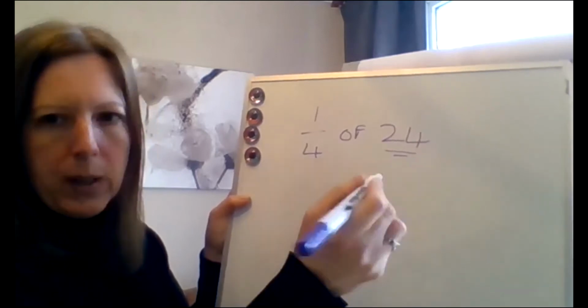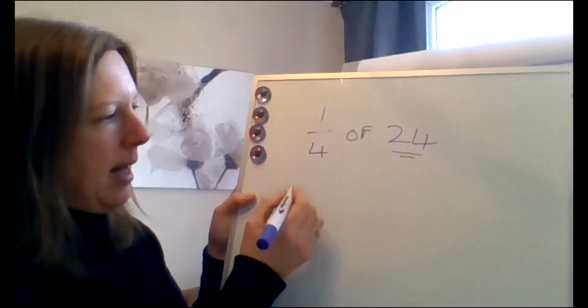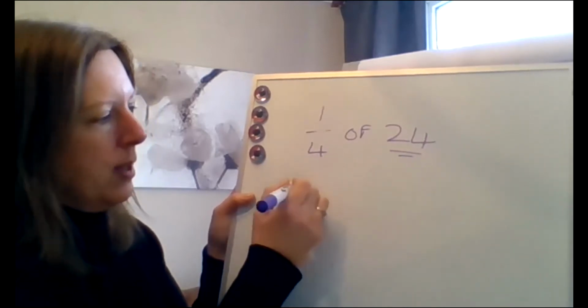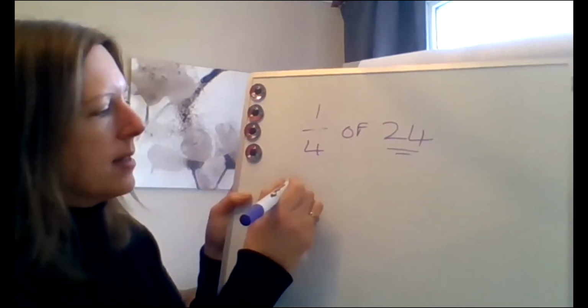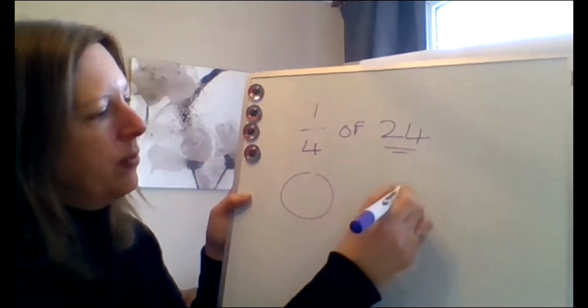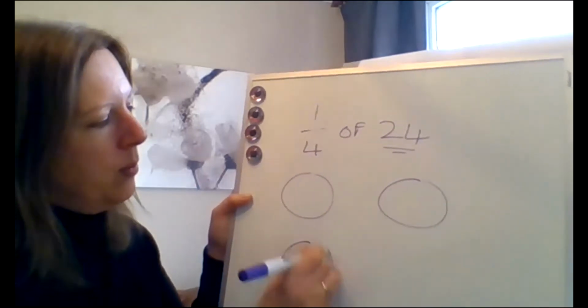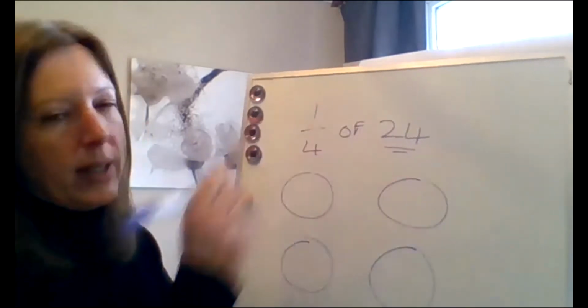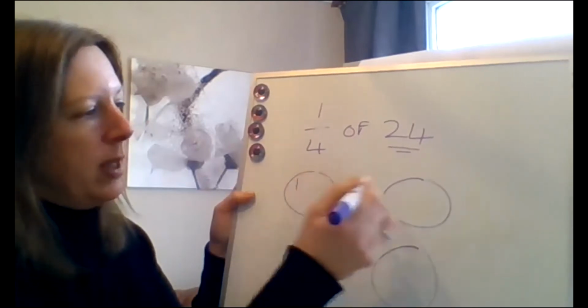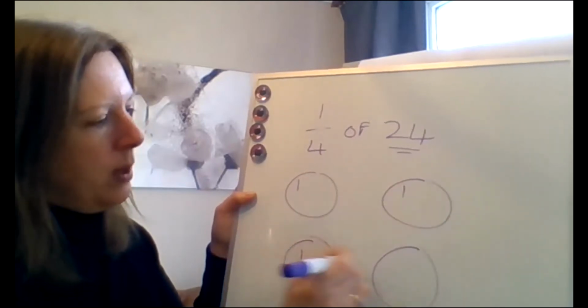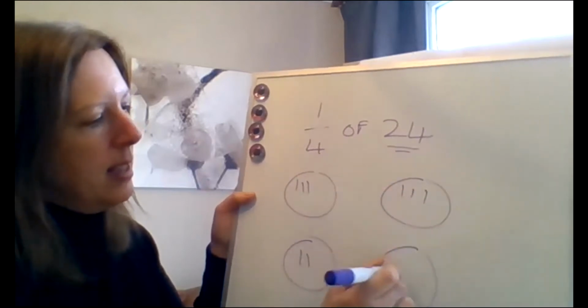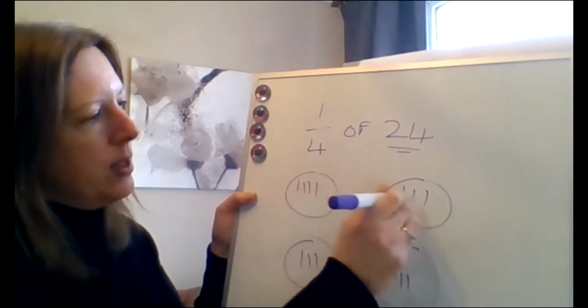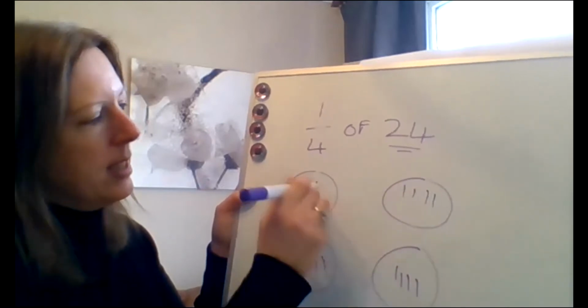We can do this pictorially, so we could have our 4 groups and we're going to split our 24 into them. We sort of talked about this in class. Okay, so if I draw my 4 groups here, 1, 2, 3, 4, and that 24 I'm going to split between them. So 1, 2, 3, 4, 5, 6, 7, 8, 9, 10, 11, 12, 13, 14, 15, 16.